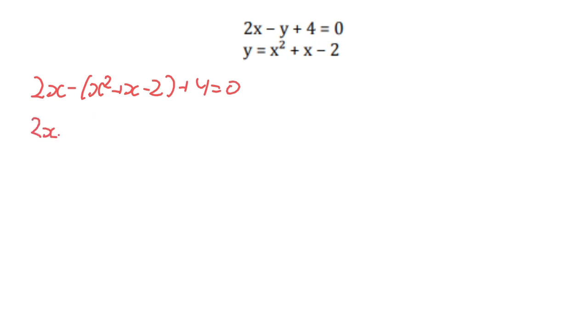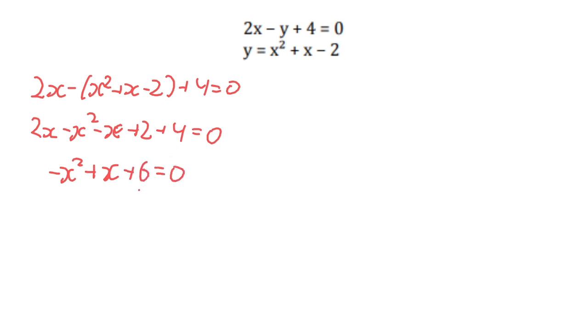Here we have 2x minus x squared minus x, and then minus times minus is a plus, so plus 2 plus 4 equals 0. Now we simplify. We get minus x squared, 2x minus x is just plus x, and plus 2 plus 4 is plus 6, that equals 0. Again, I'm just going to multiply the whole thing by -1 on both sides, so the x squared is positive. We get x squared minus x minus 6 equals 0.